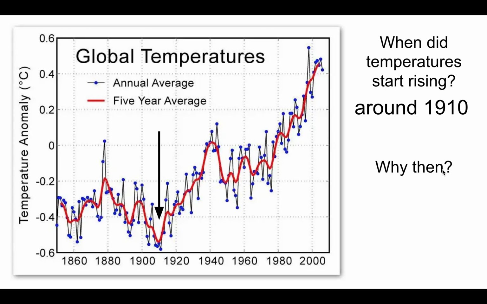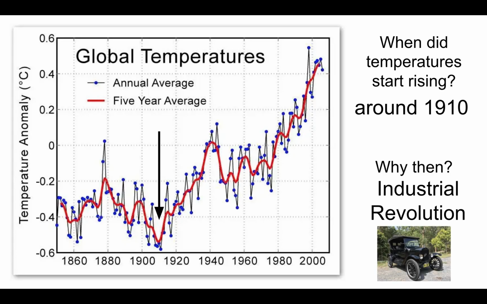Why then? Well, the Industrial Revolution was in full swing. This is about when we had the first car that was widely available, the Model T. Once everyday citizens started getting cars, that started releasing a lot of carbon dioxide into our atmosphere, and we have seen the effects of that ever since.